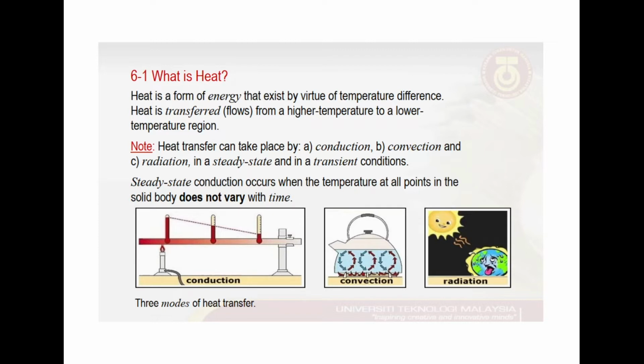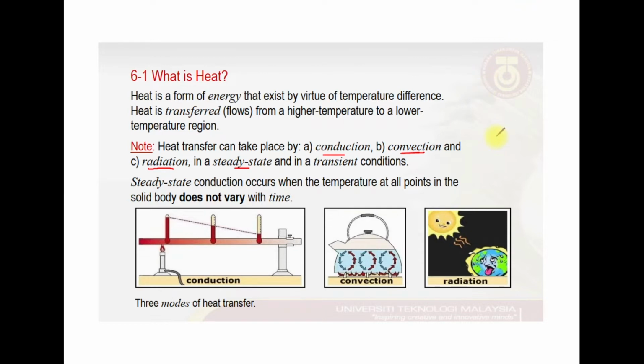Another form of convection is forced convection, as I mentioned just now. In this case, the fluid is forced to flow by the use of pumps, fans, or other mechanical means. The fundamental modes of heat transfer are three. The first one is conduction, number two is convection, and the third one is radiation. This process can occur in steady state and also in transient conditions.